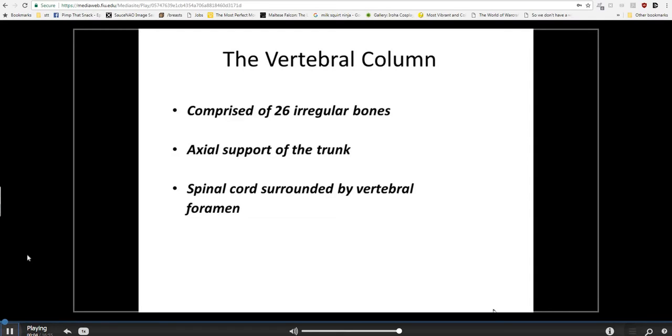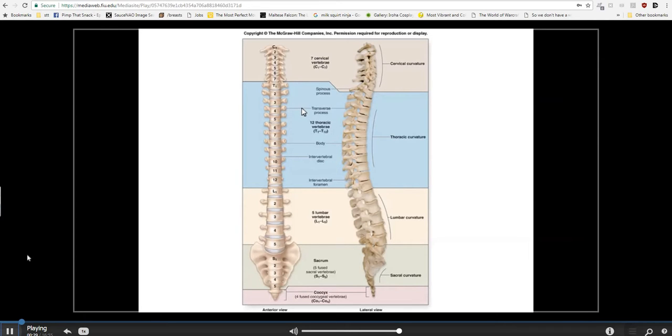Hello students, we're going to do a discussion on the vertebral column, the bony structure that protects the spinal cord that we just finished discussing in an earlier video. You have 26 irregular bones that make up the vertebral column, and it is primarily the axial support of the trunk. Let's take a look at what it looks like here.